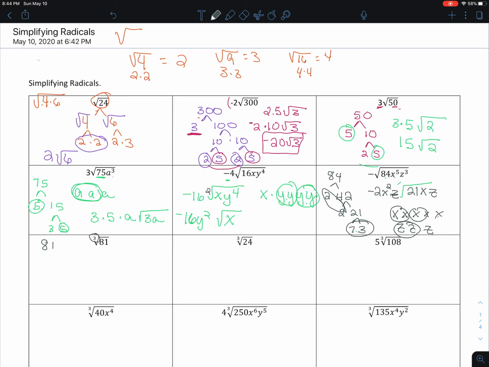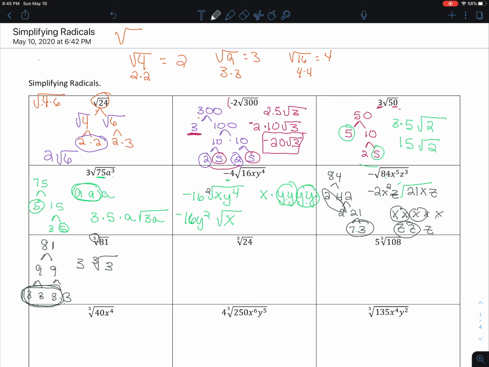So if I take 81, it's 9 times 9, and then 3 times 3, and 3 times 3. Because we're looking for a cube root, now I need to have a perfect cube, which would be, I need 3 of them. So 3 comes out, because now it's the cube root, so I need 3 of them. So the 3 comes out. And then what's left? It's the cube root of 3. That was a lot of 3's.